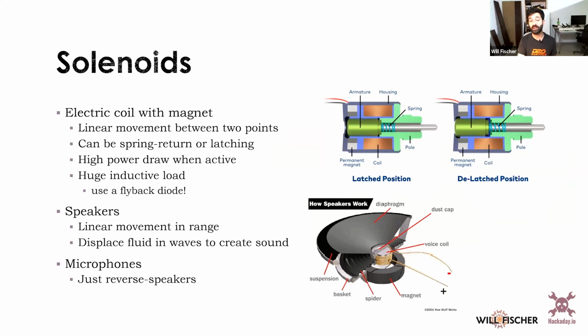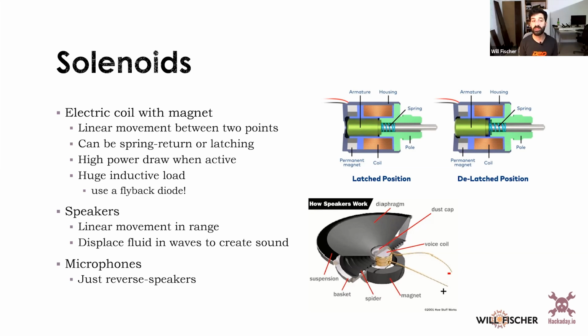Solenoids are just a magnet moving in a magnetic field. So you have an electrically controlled coil, and it moves a magnet. It usually is linear movement between 2 points. It can be spring return. That means while it's energized, it goes one direction, and it returns when you de-energize it. Or latching means you energize it, it goes one way, and you energize it with the opposite voltage, and it goes back the other direction. They have extremely high power draw when active and a huge inductive load. So you want to use a flyback diode. Google that. Otherwise, you're going to roast whatever power supply you have. I have learned this the hard way.